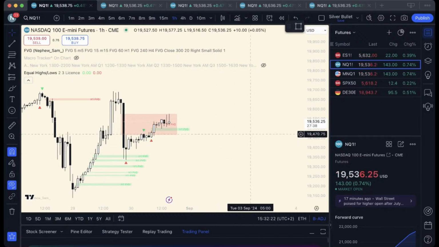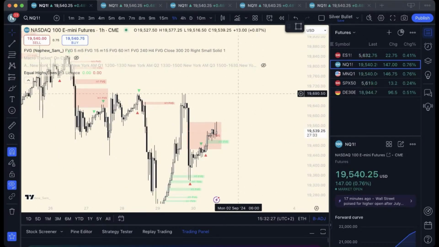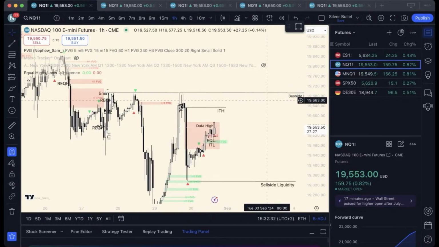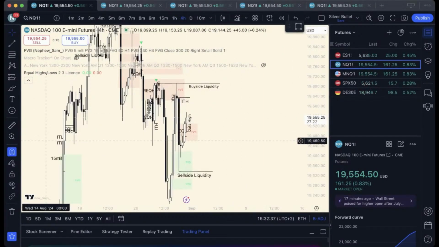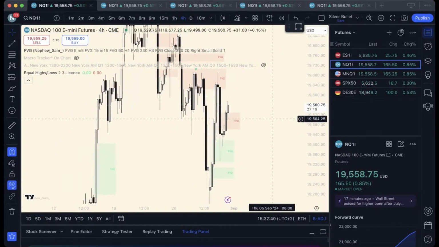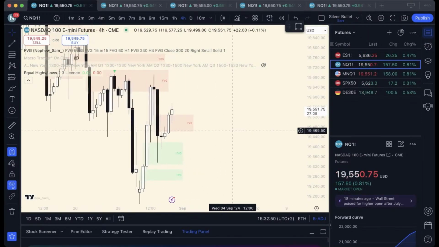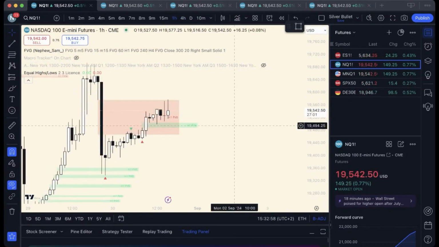Okay. Yeah, so to the upside we have an interesting target here above. This is the buy side liquidity. As said, we'll see if we inverse this 4-hour. That almost got inversed but didn't hit, like for a few ticks. Yeah, so we will see in 30 minutes.